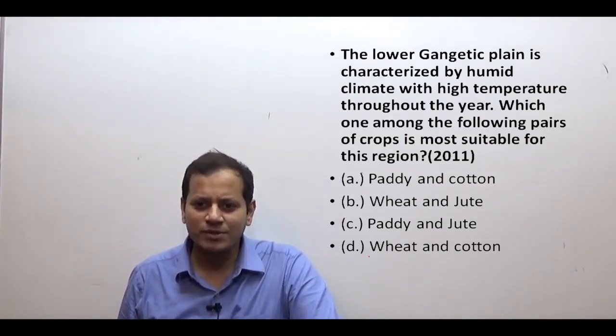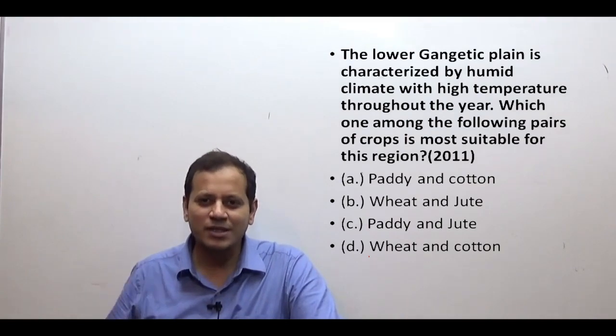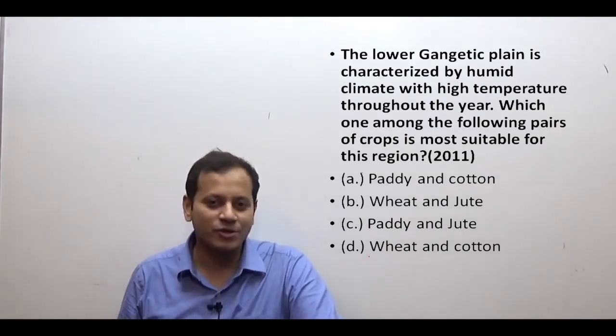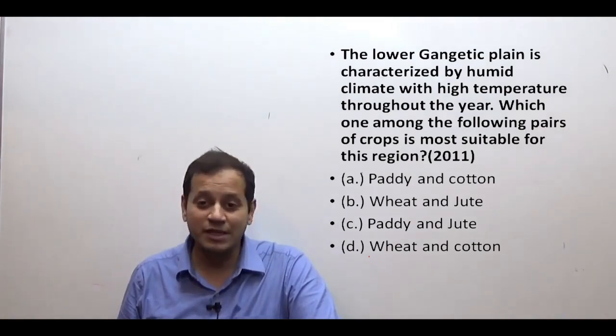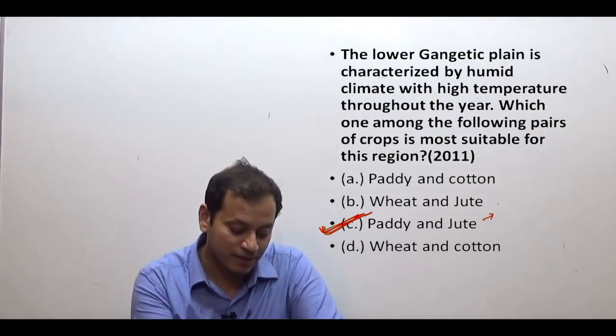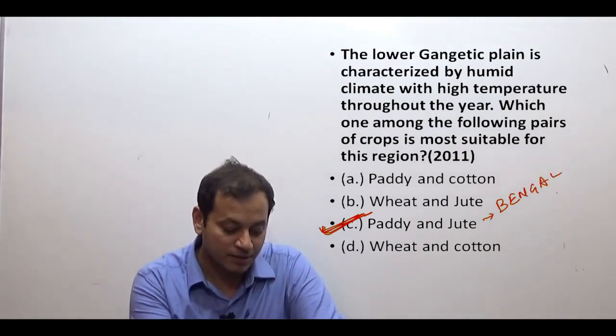Wheat and jute. Jute is a kharif crop. Wheat is a rabi crop. So the combination does not work. Wheat cannot tolerate very high rainfall. Wheat and cotton also cannot tolerate very high rainfall. So the answer is rice and jute. That is the Bengal and Bihar region, especially the Bengal region.